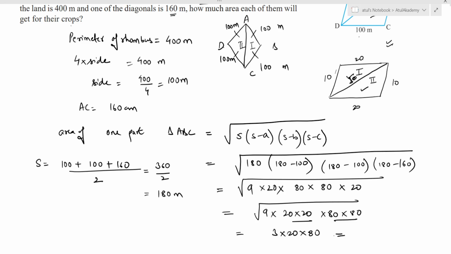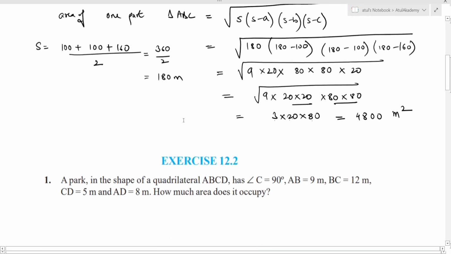Clear? So what's the answer coming out to be? Multiply. 3 2s are 6, 6 8s are 48, and there are 2 zeros. Done. So 4,800 meter square is the area each of them will get for their crops. Clear, students? I hope this question is very clear to you all.